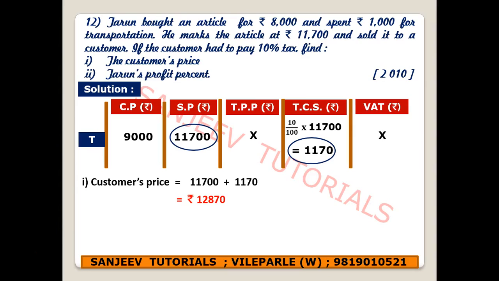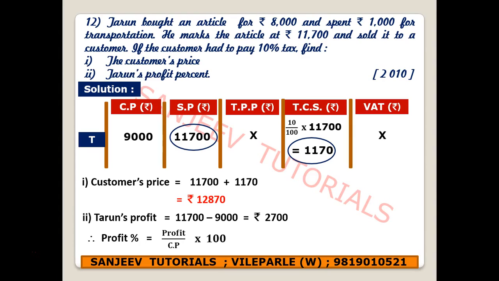Second part of the sum, find Tarun's profit percent. Profit for Tarun is selling price minus cost price. That gives us rupees 2,700. This is the profit for Tarun. We want to find out the profit percent. The formula for profit percent is profit upon cost price into 100. So when we substitute the respective values, we get 2,700 upon 9,000 into 100, that is equal to 30%. So Tarun's profit percent is 30.